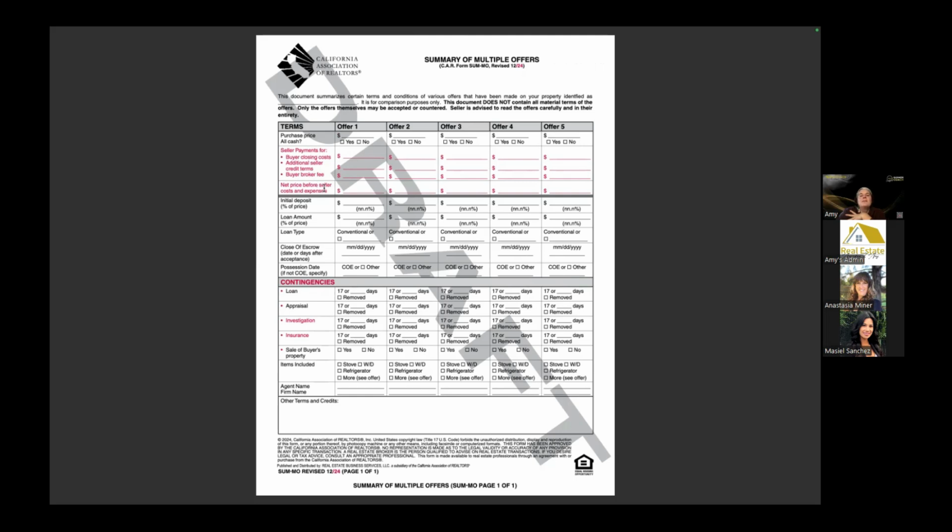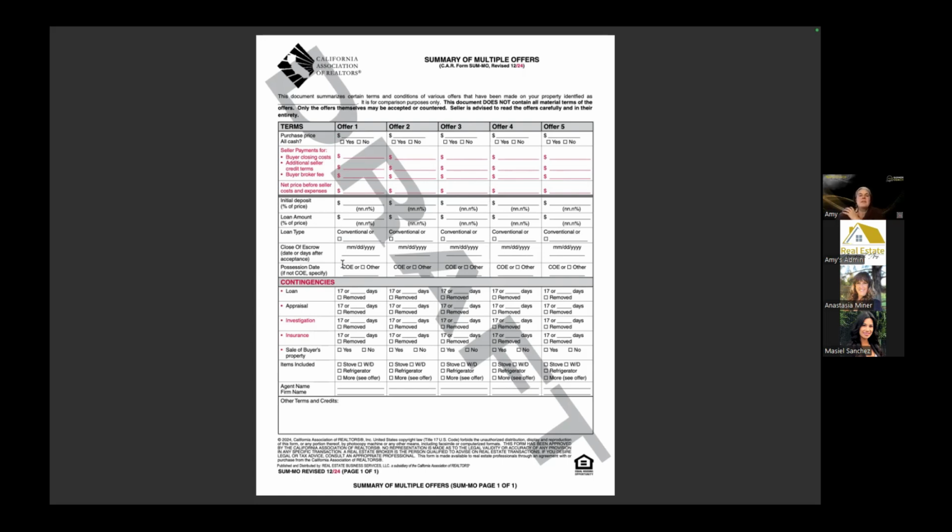Net price before seller's costs and expenses. So you would take the purchase price minus this and put that number there. So it's just giving it a straight across starting point minus the concessions that are going to be paid back to the buyer or buyer's broker.